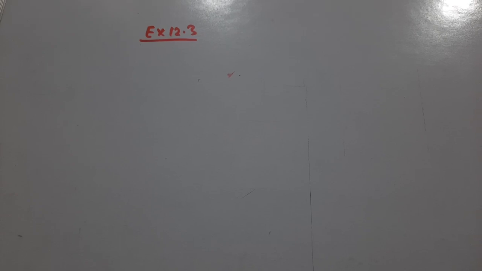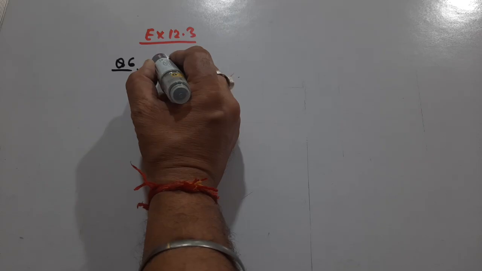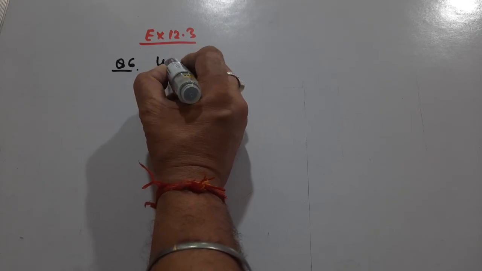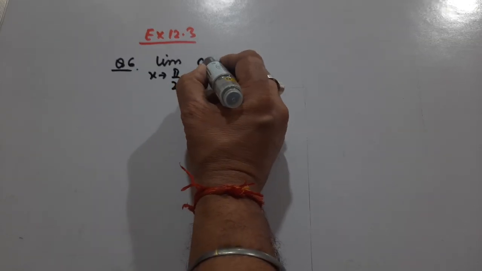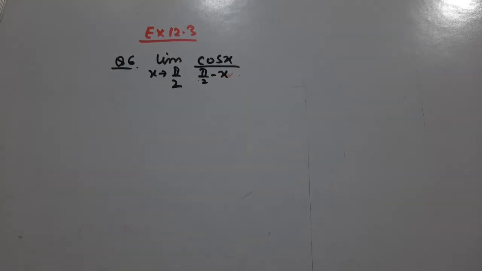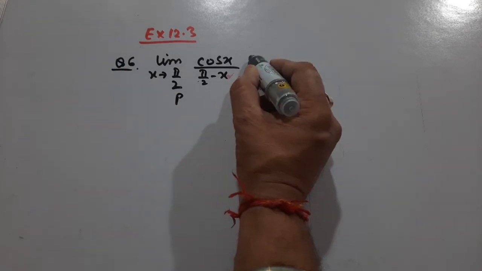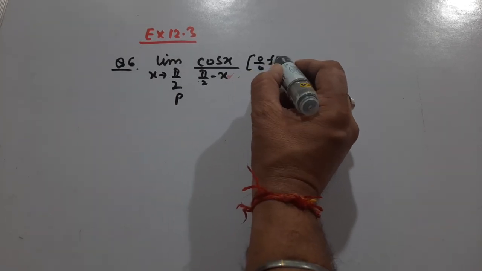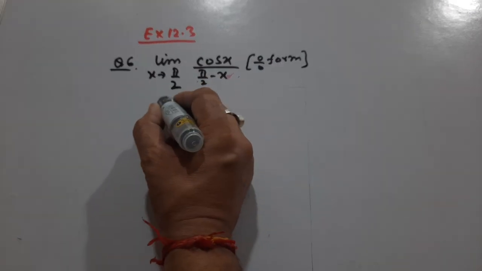Now students, let us start with question number 6 of chapter limits and derivatives, exercise 12.3. Evaluate the following limits. The question is limit x tends to pi by 2 of cos x upon pi by 2 minus x. Now students, if I directly put pi by 2 here, this is 0 by 0 form. So to find the limit, we use the method of substitution.